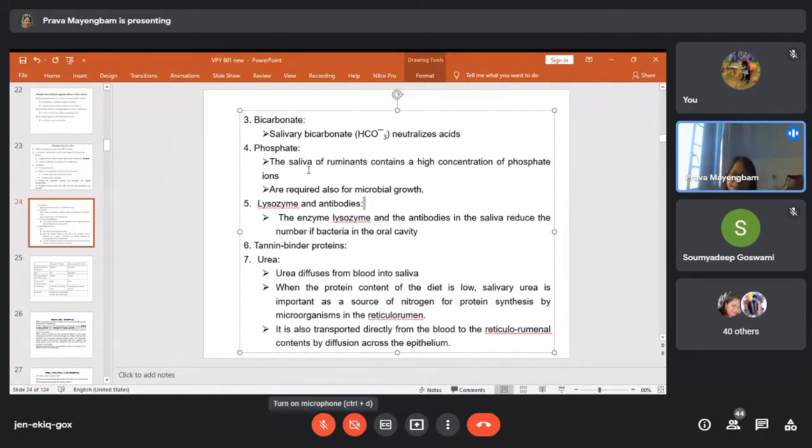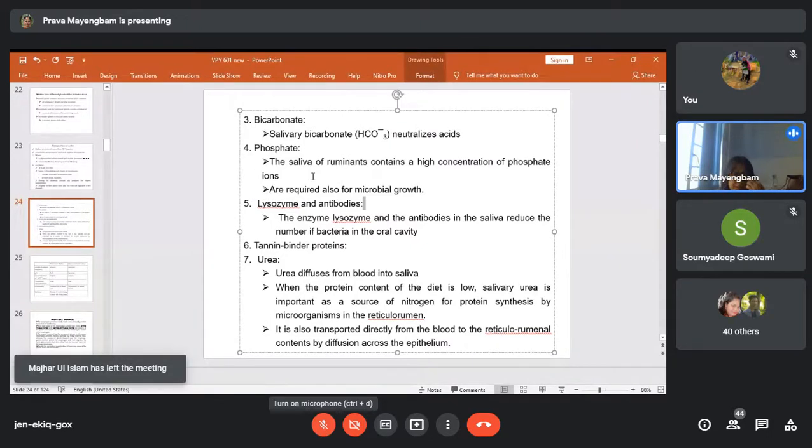The ruminant animals have a very large content of bicarbonates and phosphates. These bicarbonates are the bases, so these are the products of the bases. Because of their presence, the pH of the ruminant saliva is much higher. It is above 8, 8.2, 8.3, 8.4 like that, so on an average it is 8.3.